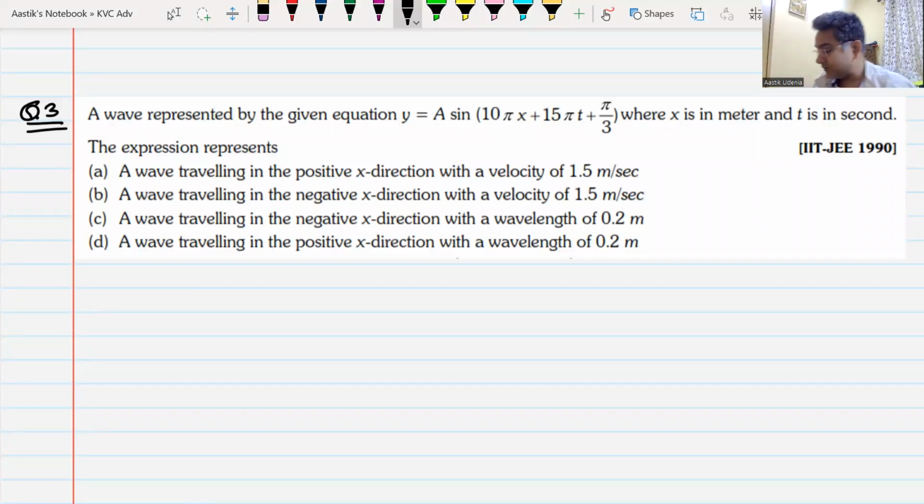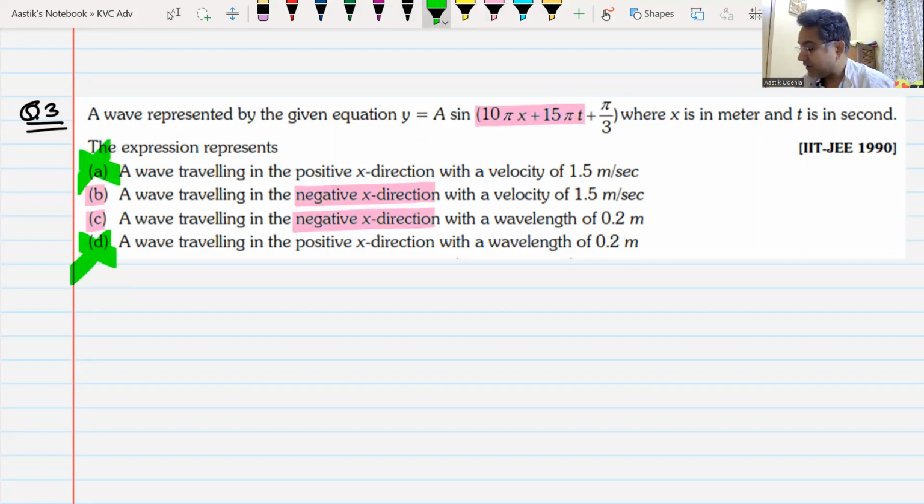So the answer is option B and C. Option B and C are absolutely correct. Remember, there is a positive sign in between these two terms. So this wave has to be traveling in the negative x direction. These are the only two options which have negative x, and therefore the other two options definitely become wrong. In option B, they are asking you the velocity, and in option C, they are asking you the wavelength. To get the velocity, remember, again, this term is omega and this term is k.